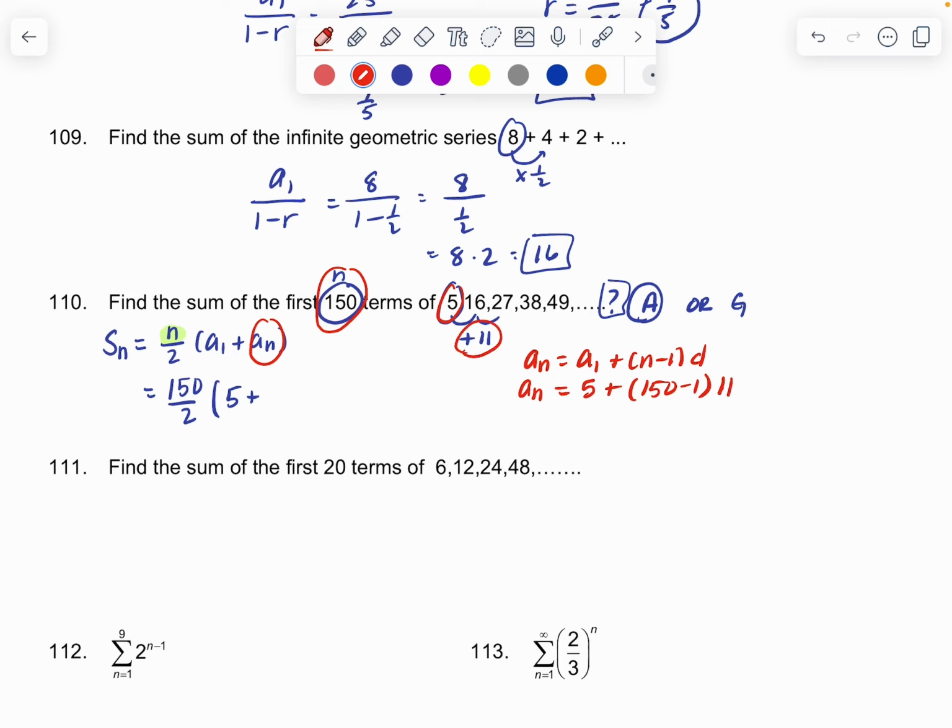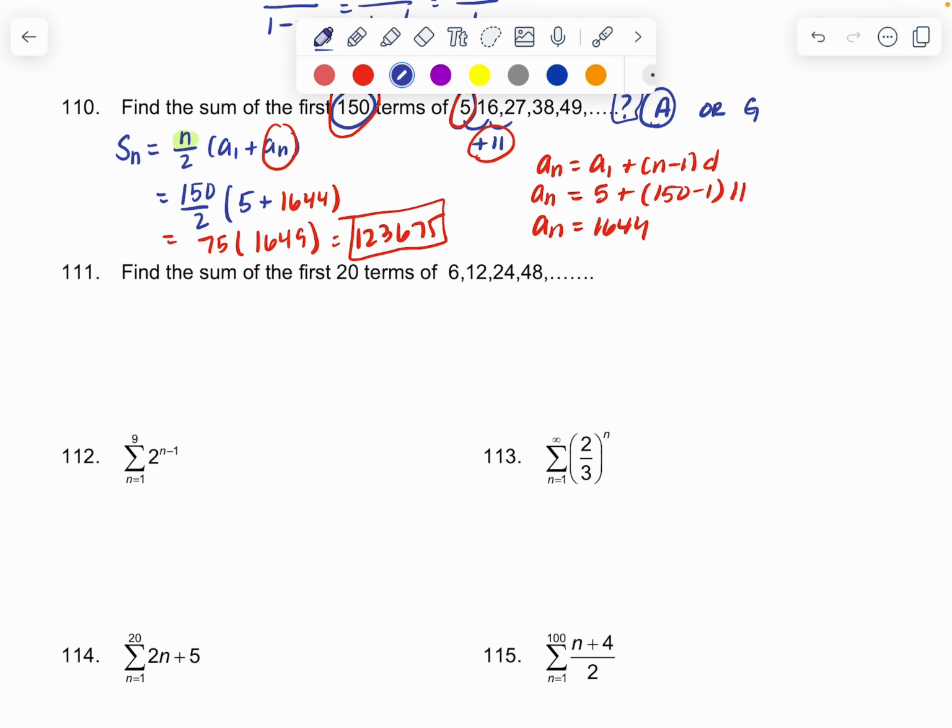So plugging that into my calculator, I have 5 plus 149 times 11, and that gives me 1,644. So let's go ahead and plug that in for the a sub n. Going to help my calculator out a little bit. 150 divided by 2 is 75, and 1 plus 1644 is 1649. So multiplying those together, 75 times 1649, I got, oh yeah, my favorite answer, 123,675. All right. Okay, let's do number 11.